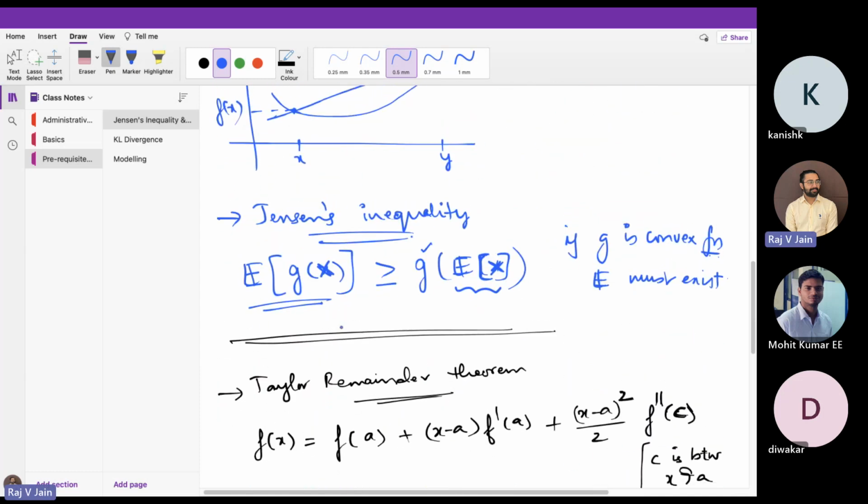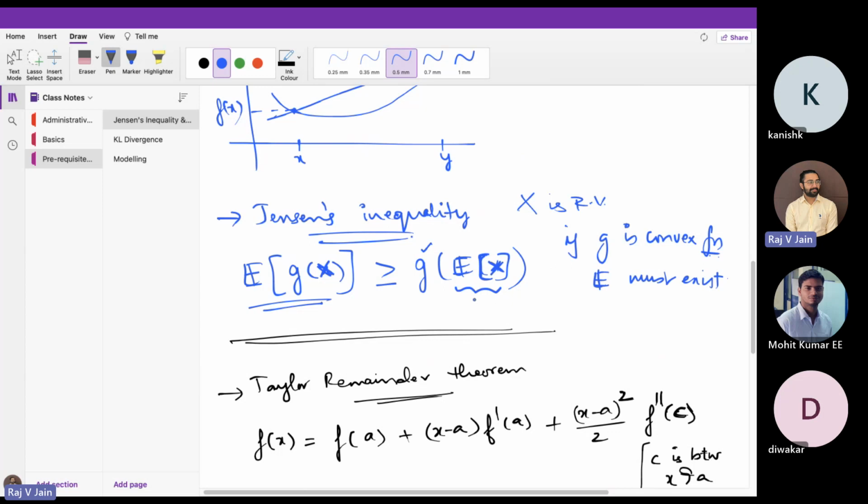And we stated what Jensen's inequality was. It says that, let's say X is a random variable, and I have g of X, which is a function of X. If g is a convex function, then the expectation of g of X is greater than or equal to g of E of X, where E of X is the expectation of X. When I apply this convex function on the expected value, that value will always be less than or equal to the expectation after applying g on every possible value of X. That is the statement shown mathematically here.